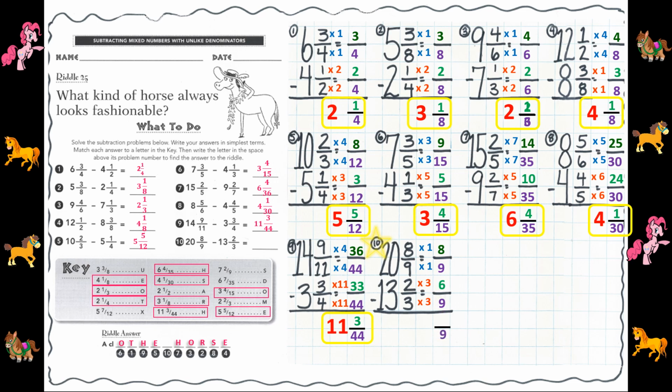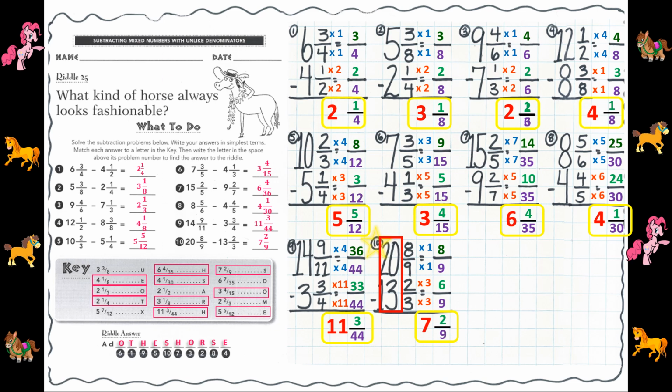8 take away 6 is 2. We cannot reduce 2/9, so we subtract the whole numbers. 20 take away 13 equals 7. So the answer to question 10 is 7 and 2/9. This matches with the letter S, so where I see 10, I'm going to write an S.